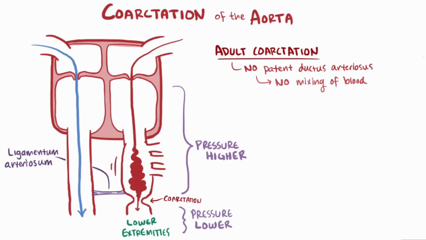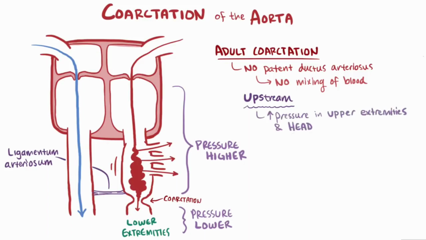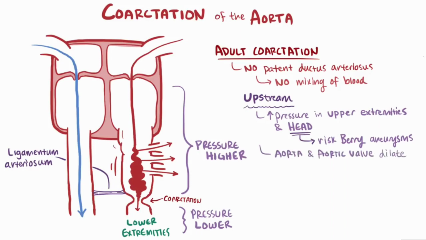Alright, so this results in a couple issues. First, upstream issues. Blood flow increases into the aortic branches, and therefore blood pressure increases in the upper extremities and the head. Increased cerebral blood flow means an increased risk of berry aneurysms, where weak spots along blood vessels in the brain balloon out from high pressures and become tiny sacs filled with blood. This increased pressure also tends to cause the aorta and aortic valve to dilate, or get larger, and the increased pressure means the aorta is at risk of aortic dissection, or tearing of the inner layer of the aorta.